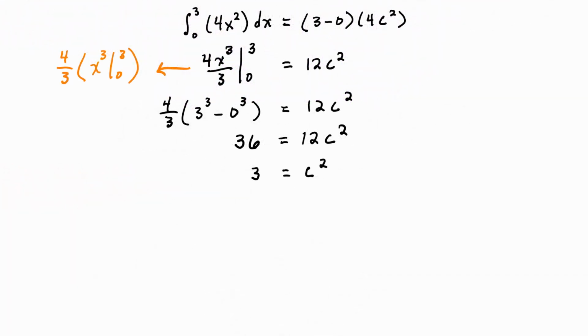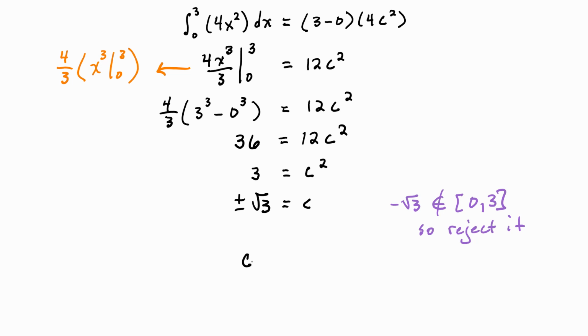Now we have to apply the square roots property, and we get that c would be plus or minus the square root of 3. Now remember that our interval is 0 to 3, and negative radical 3 is not an element of our interval, so we reject it. Then that means we will have one value of c, and that is equal to radical 3.